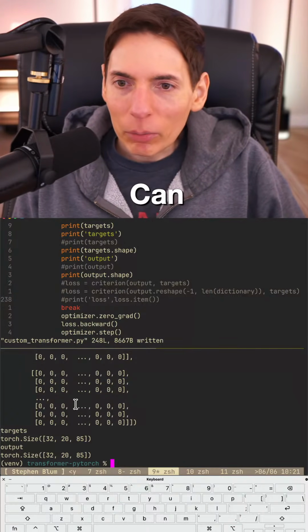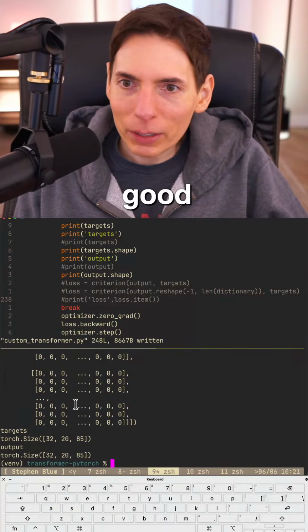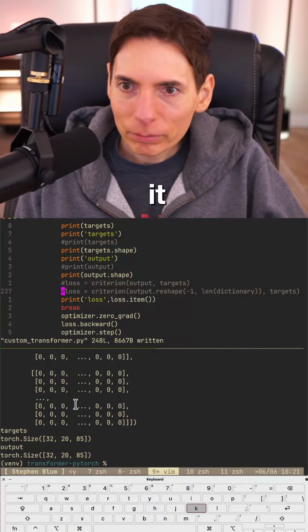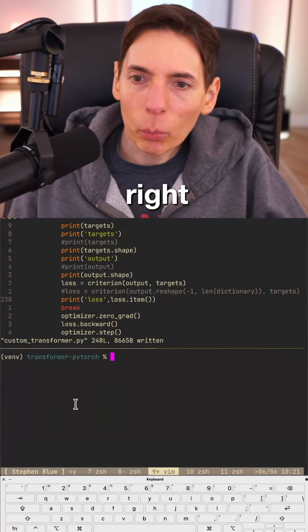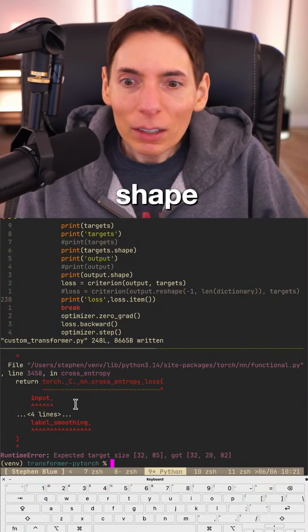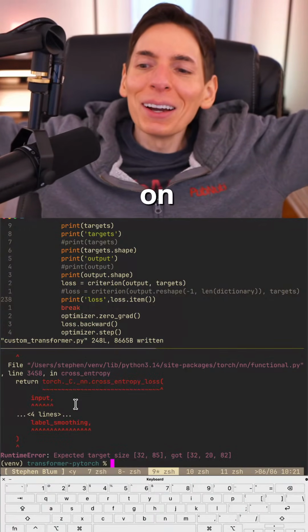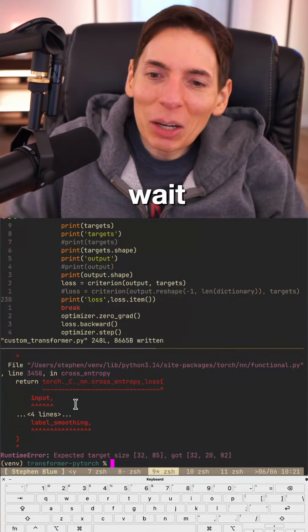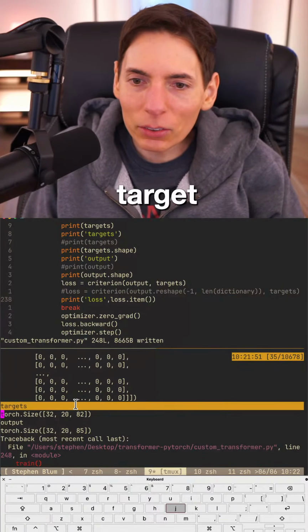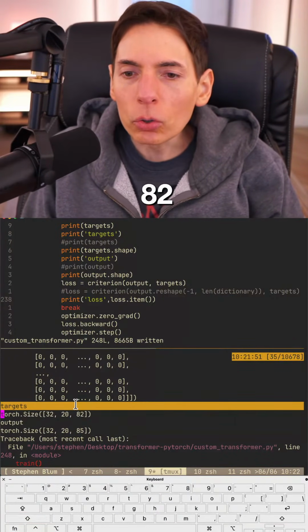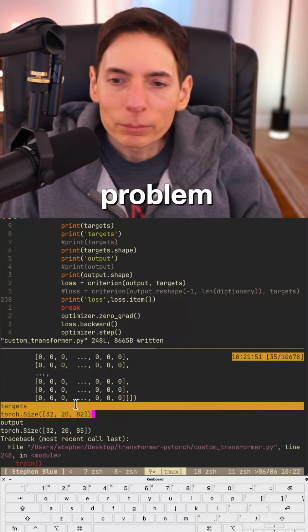Okay. Can we start training it? Does that look good? Did we do it? Criterion targets. All right. Moment of truth. It's the right shape. Oh, come on. No. Wait. Come on, really? It's like the perfect shape. Look, the targets and 82. Oh, whoa. Oh, wait, we got a problem.